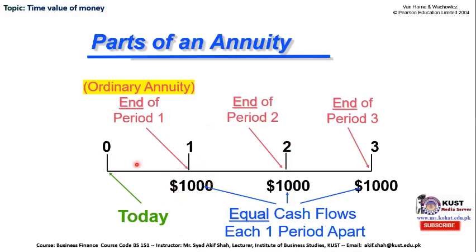So as the amount, which is 1,000 in this case, is the same at the end of the second year, and then it is once again $1,000 at the end of the third year. Therefore, equal cash flows, and each one is one period apart from each other. Therefore, it is known as an ordinary annuity investment.